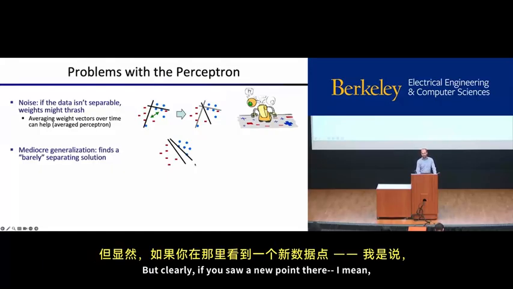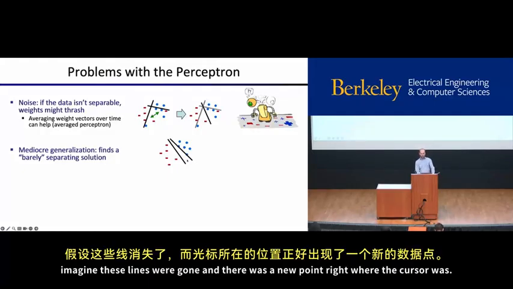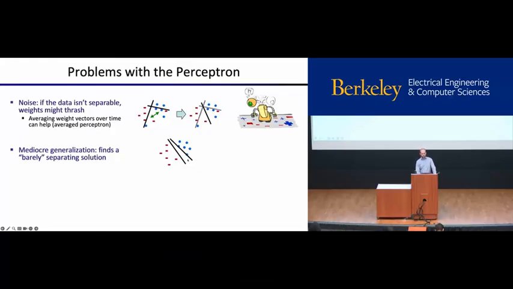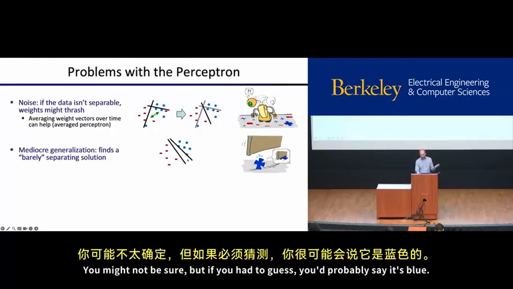it. But clearly, if you saw a new point there, I mean, imagine these lines were gone and there was a new point right where the cursor was. Would you really want to predict that's red? No, probably not. You might not be sure, but if you had to guess, you'd probably say it's blue.